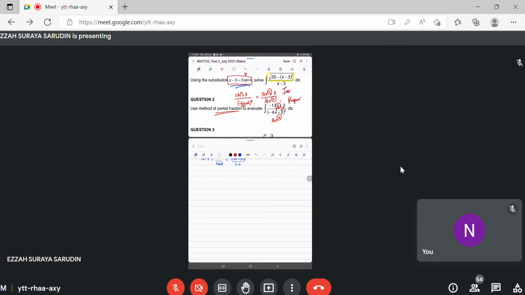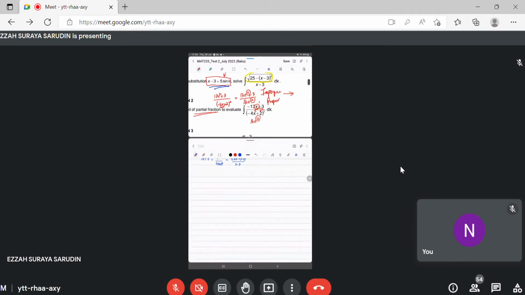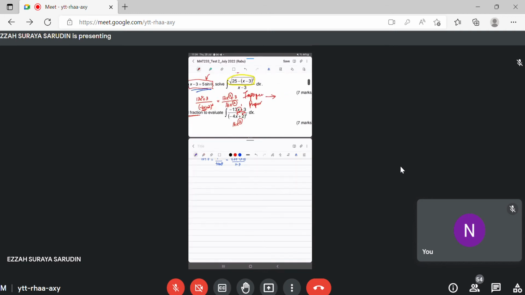Kita kena buat apa? Improper kena buat apa? Yes, we need to apply the long division. Okay, so what is the long division? Kita terus buat division.